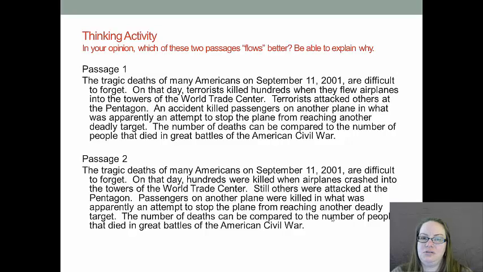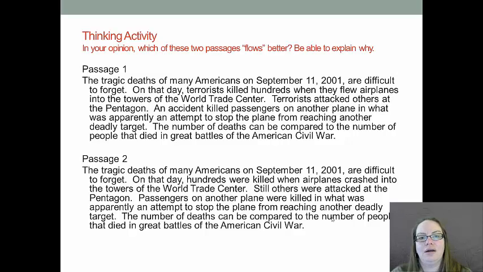Passage number 2 changes the focus of the paragraph by using passive voice. The tragic deaths of many Americans on September 11, 2001 are difficult to forget. On that day, hundreds were killed when airplanes crashed into the towers of the World Trade Center. Still others were attacked in the Pentagon. Passengers on another plane were killed in what was apparently an attempt to stop the plane from reaching another deadly target. The number of deaths can be compared to the number of people that died in the great battles of the American Civil War.